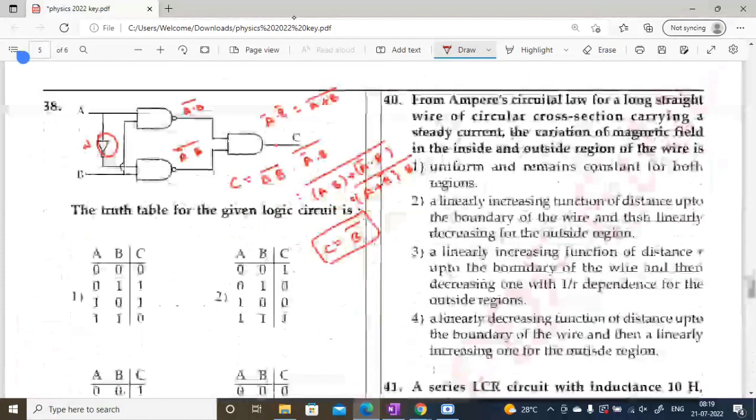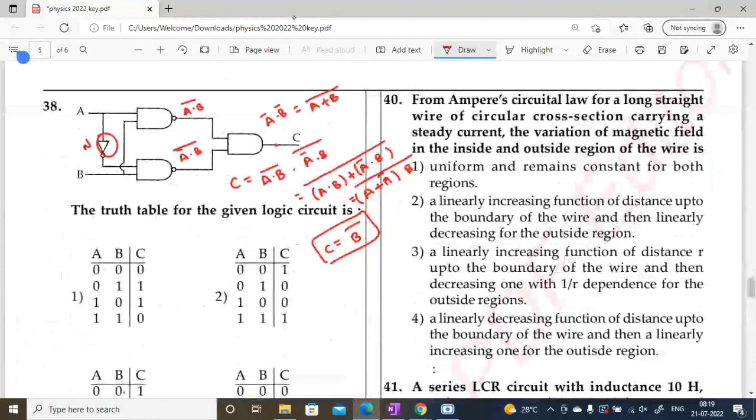Next, Ampere's circuital law. We know what Ampere's circuital law is, which helps me find the magnetic field at a particular point by drawing an Amperian loop there. For a long straight wire of circular cross section carrying a steady current, what is the variation of the magnetic field in the inside and outside region? Let us, when you take this question, try to eliminate the wrong options first. Uniform and remains constant for both the regions.